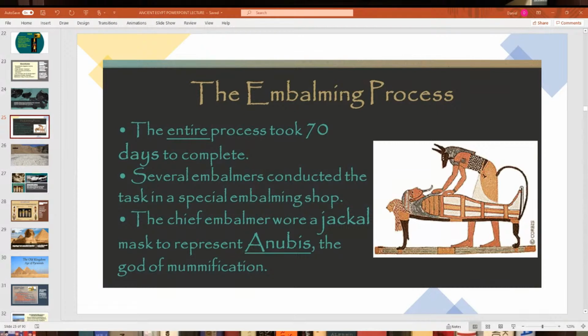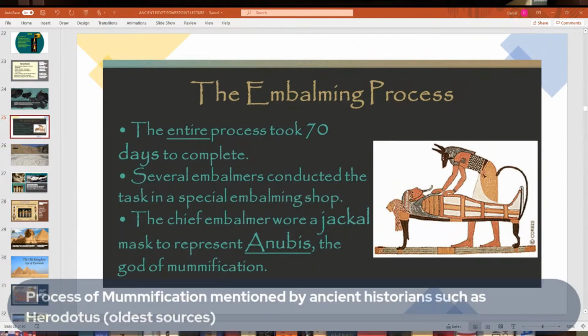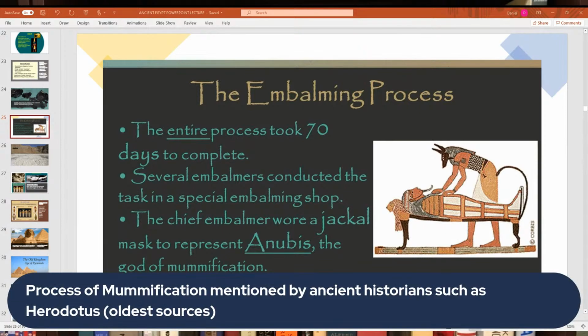They do think there were embalming shops that would do this, where people would preserve the body, and they would have chief embalmers involved in it. They also think at one point there were probably books on it that existed. But knowledge of the process of mummification is mostly owed to some of the ancient historians, like Herodotus, I think, who was one of the first to mention the process.